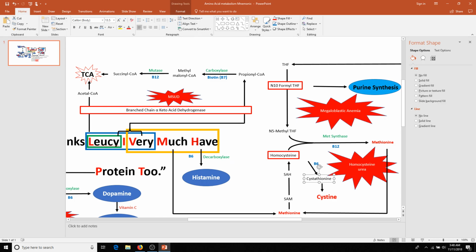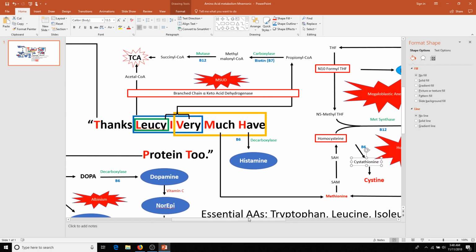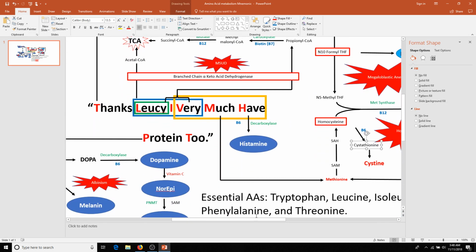Finally, the next one is the H. So that's histidine, and the only thing that you need to know here is that, again, histidine, B6 with a decarboxylase, like we said as a rule, histidine becomes histamine. And histamine is important because it helps with your allergy reaction from your mast cells.